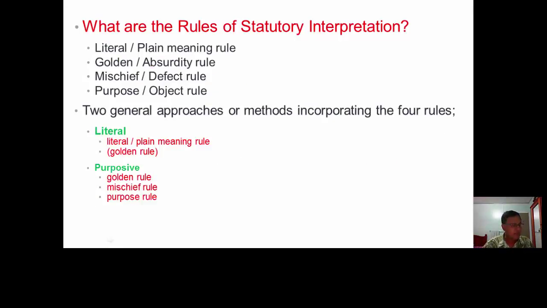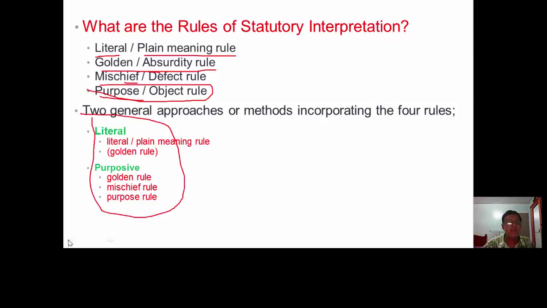The common law principles. What are the rules of statutory interpretation? Literal or plain meaning rule, golden rule, mischief rule, and the purpose rule. If the word is plain, unambiguous, take the words as they are. If there is misleading or two meanings, then you move to the golden rule. And finally, the court will look at the purpose of the legislation. These rules are encapsulated into two, literal and purpose rule.